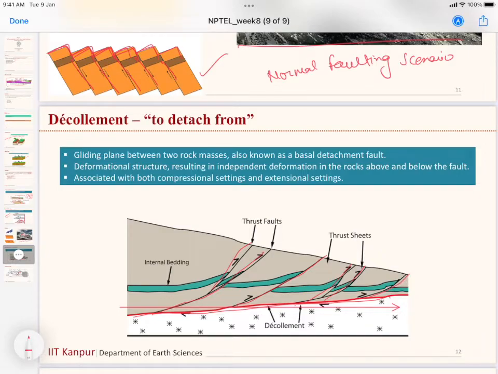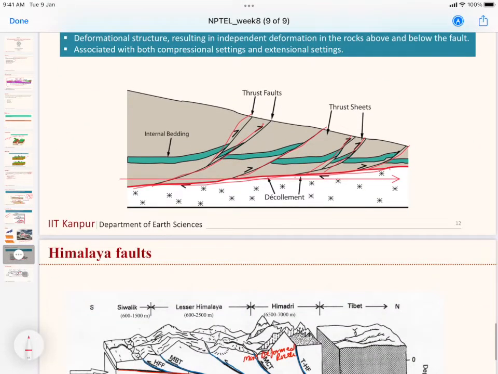So that is the major distinguishing feature of this décollement. From this major thrust fault, all the subsidiary thrust faults are forming, and the best example of this décollement is the Himalayan system.